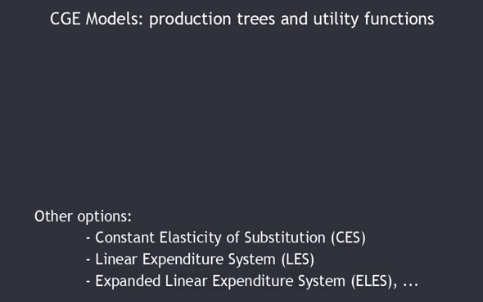So there are other options than Cobb-Douglas. We can use either a constant elasticity of substitution, a CES, or a linear expenditure system, or LES, or an expanded linear expenditure system, which is also called ELES. And of course, there are other ways of representing consumers' demand.